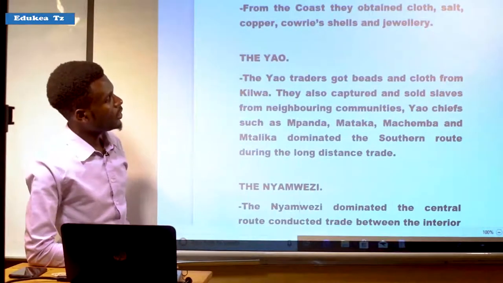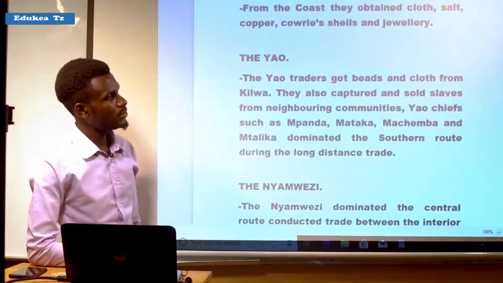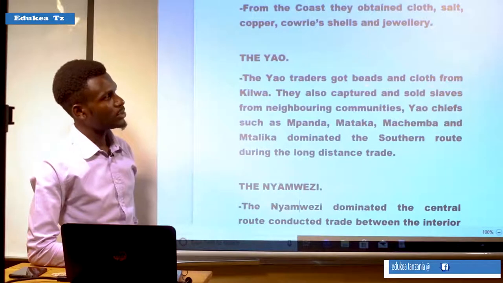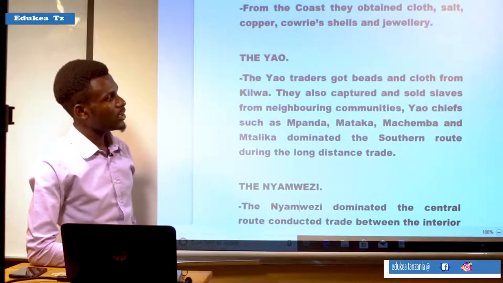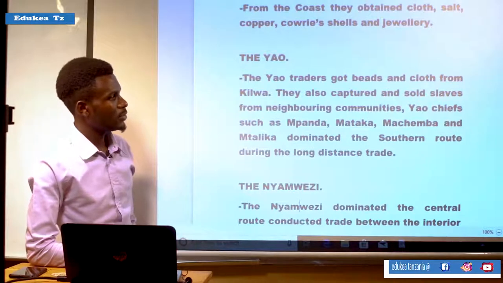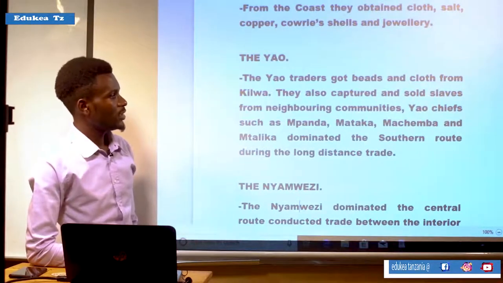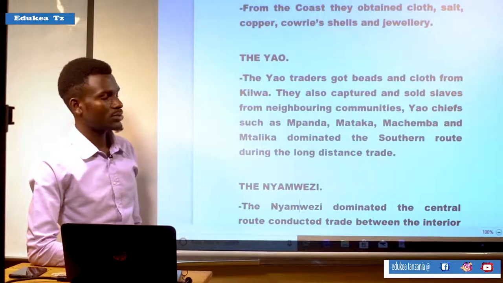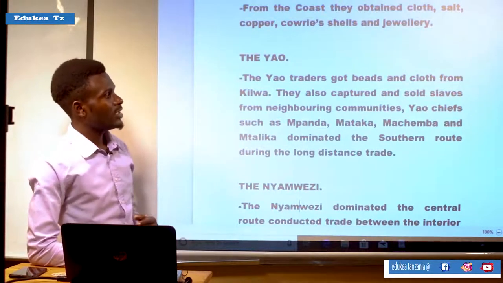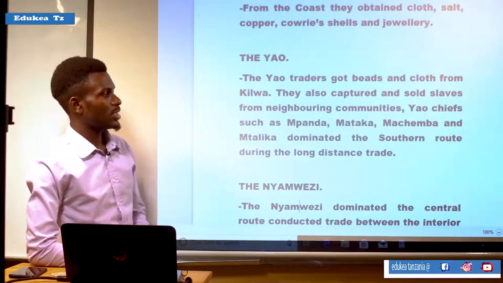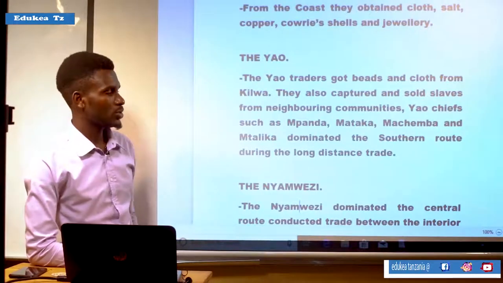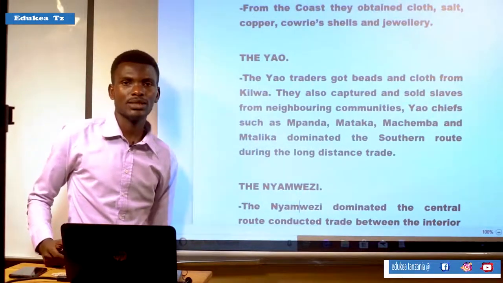On the southern route there were the Yao. The Yao traders got beads and cloth from Kilwa. They also captured and sold slaves from neighboring communities, and the Yao chiefs such as Mpanda, Mataka, Machemba and Mtalika dominated the southern route during the long distance trade conducted in East Africa.